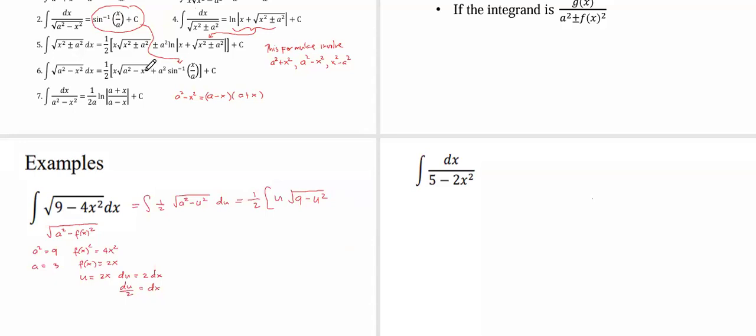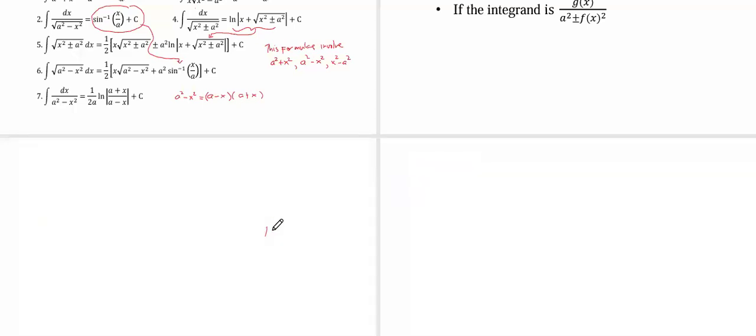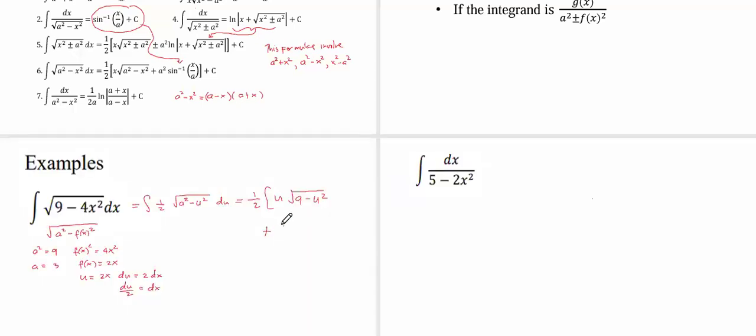So that's number 6: square root of a squared minus u squared, and then plus a squared, that would be 9, and then sine inverse of u over 3, quantity plus c. And then you just bring back the value of u.